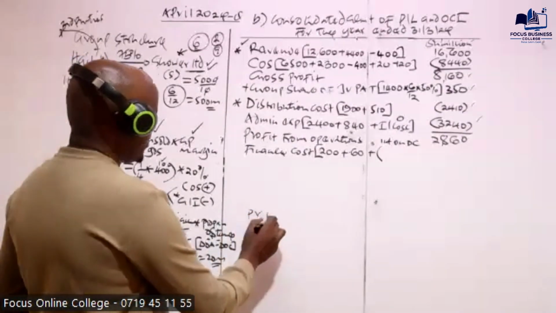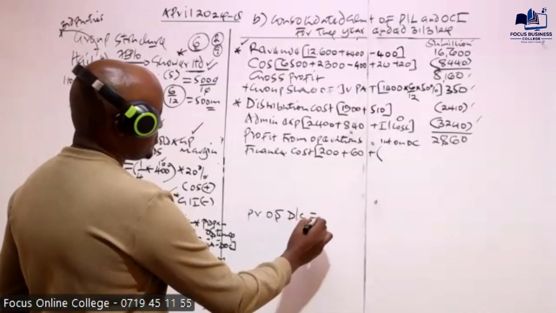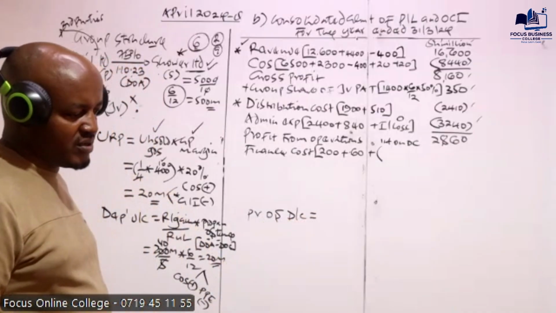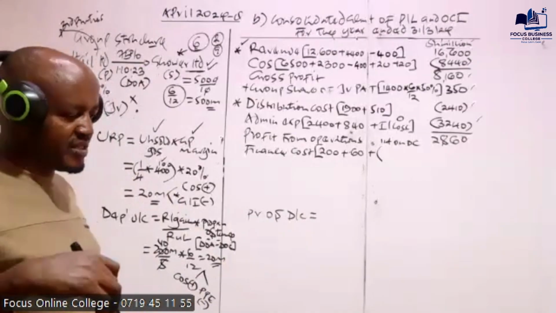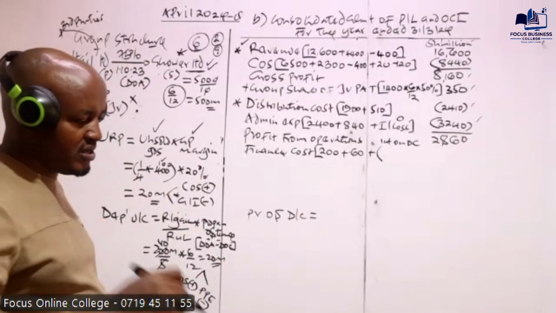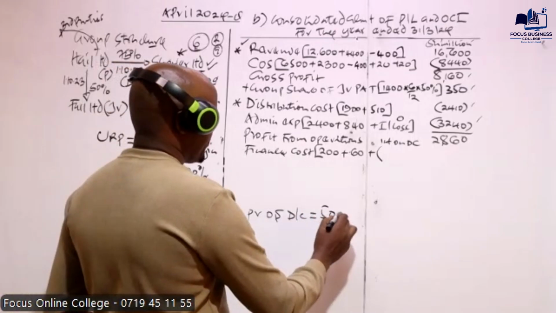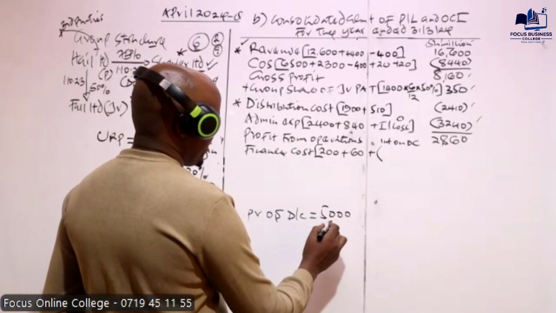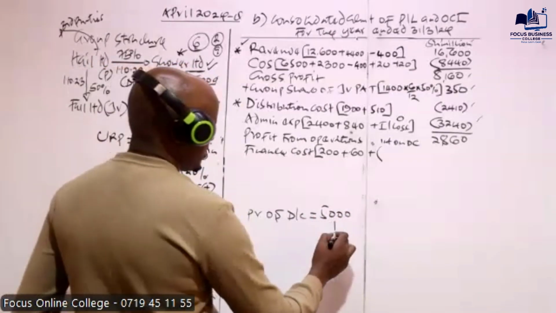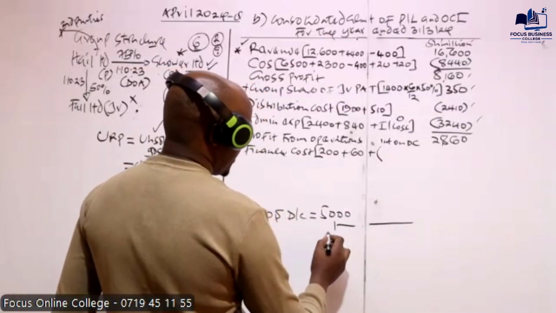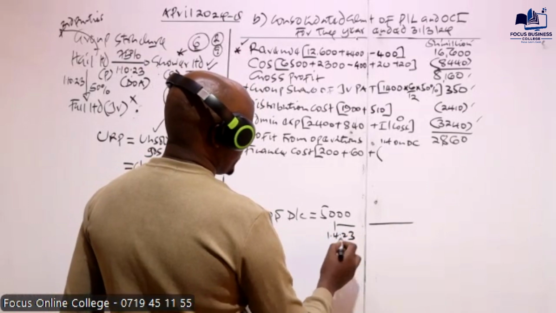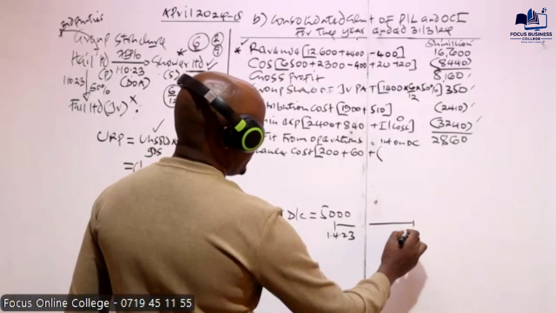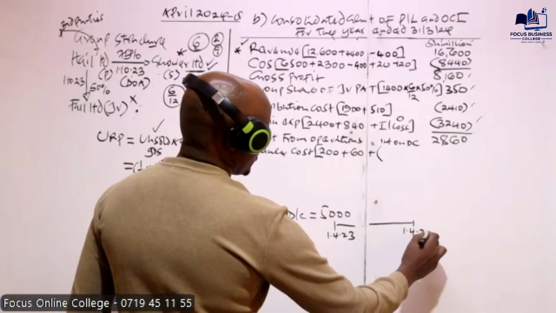Can you give me that present value of deferred consideration? It was how much? Was it 5,600, which we discounted with present value? Yes, so that one was 5,000. So remember, this is the deferred consideration at the start of the year, which is 1st of April 2023. We know that this particular amount will be paid on 1st of April 2024.